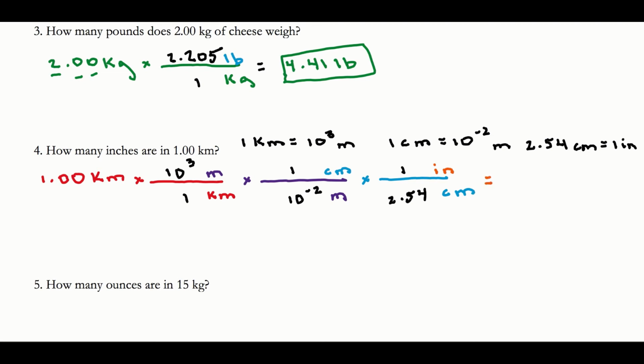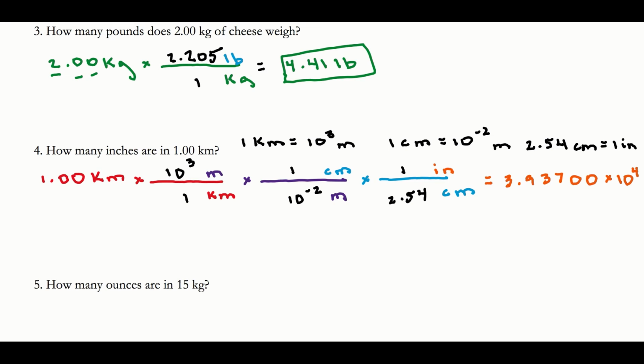And the answer I get unrounded is 3.9370, and I'm just going to stop because it's not going to be that many sig figs, times 10 to the fourth. Okay, so let's figure out units and let's figure out sig figs. First, let's figure out sig figs.